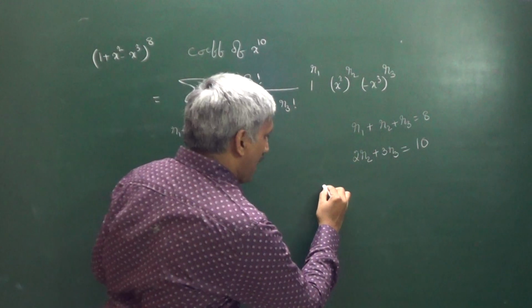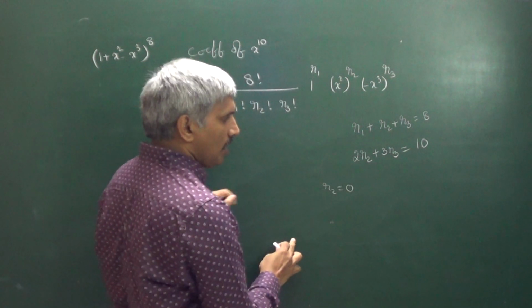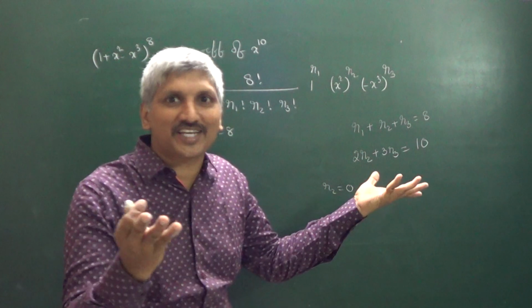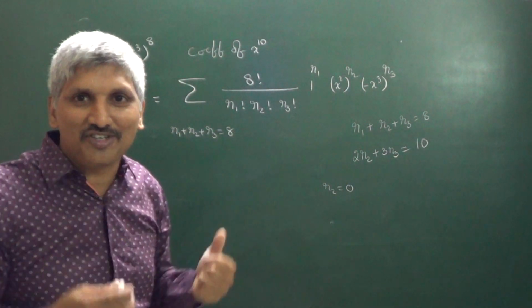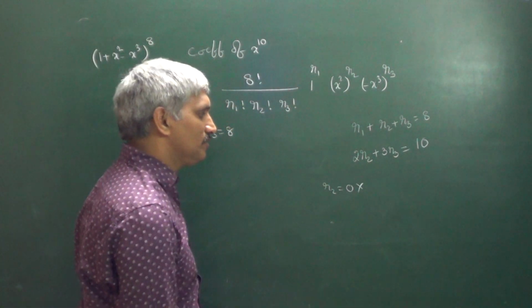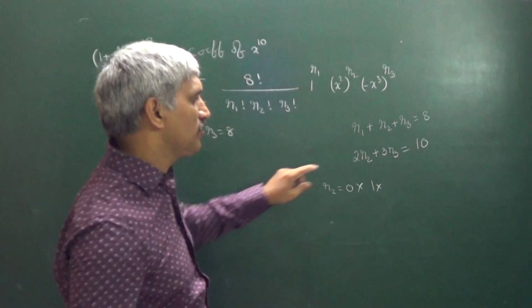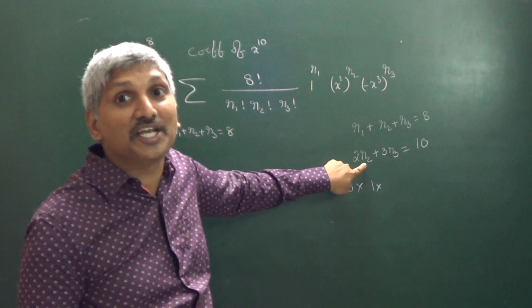Just wait, I am taking r2 equal to 0. r2 equal to 0 means r3 is equal to a fraction. Here r1, r2, r3 must be non-negative integers. That's why r2 equal to 0 is not possible. 1 is also not possible, because if r2 is equal to 1, you will get the r3 value as 8 by 3.